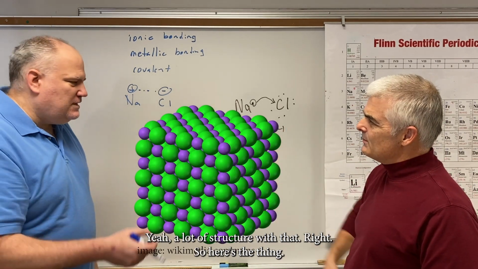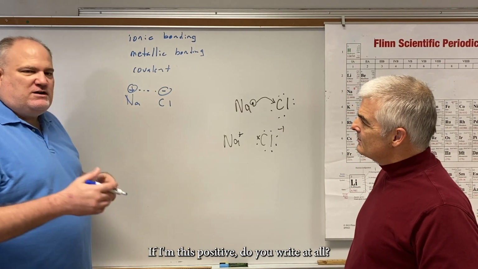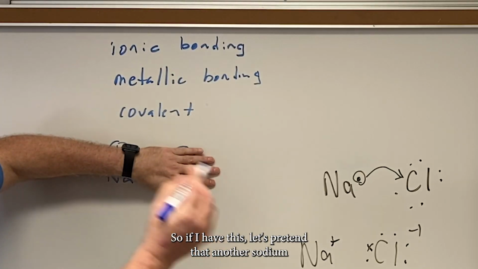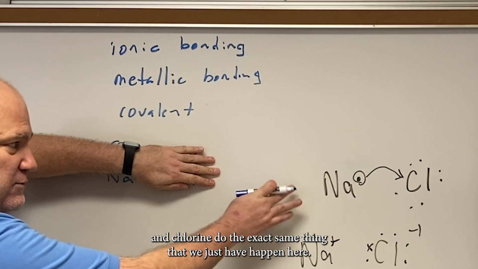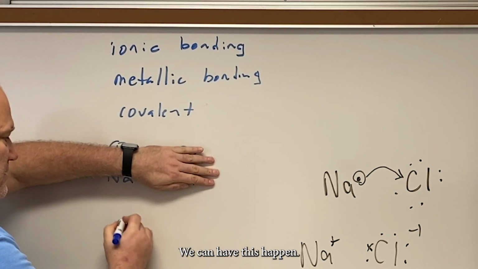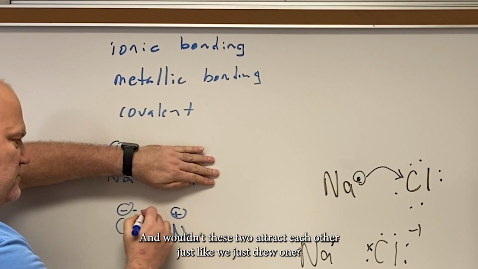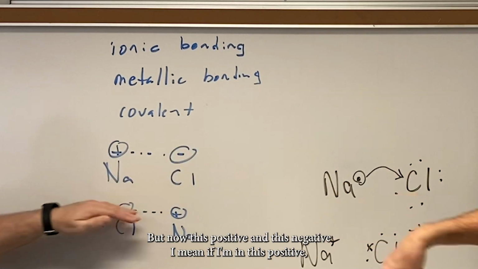Here's the thing: if I'm this positive, do you realize that all negatives are equally attractive to me? So let's pretend that another sodium and chlorine do the exact same thing that we just had happen here. We could have a negative formed here and a positive formed here, and wouldn't these two attract each other just like we just drew?